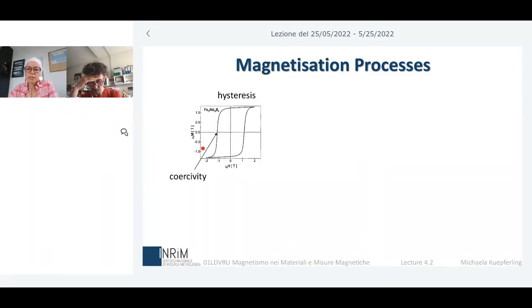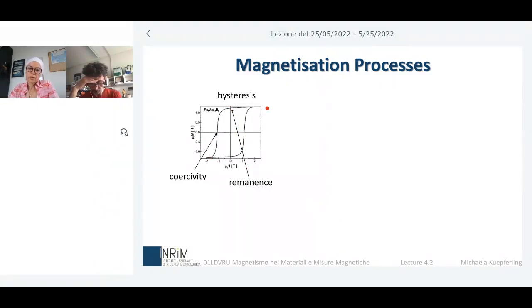The hysteresis curve, I already mentioned this at the beginning. We have two very important features, which are coercivity, which is the field at which the magnetization becomes zero, and remanence, which is the magnetization when the field is zero.